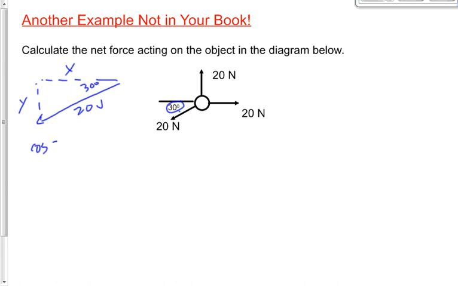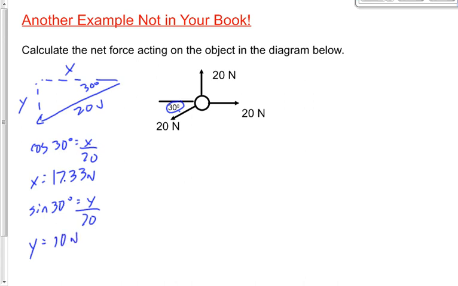Cosine 30 degrees is equal to x over 20. X is equal to 17.33. Sine 30 degrees is equal to y over 20. Y is equal to 10 newtons. Let's pretend that's not there. We got a force to the left. It's 17.33 newtons. And we got a force that's down. It's 10 newtons. Make sense?